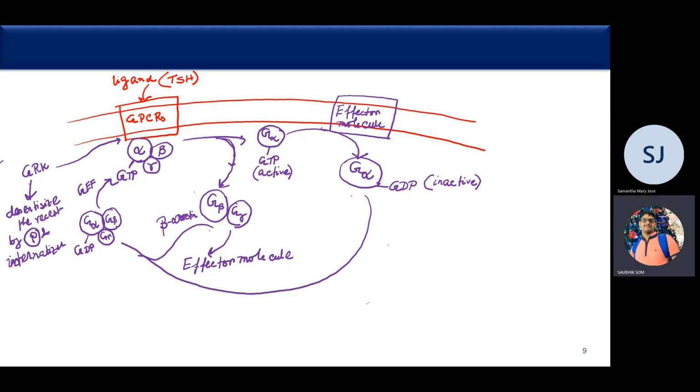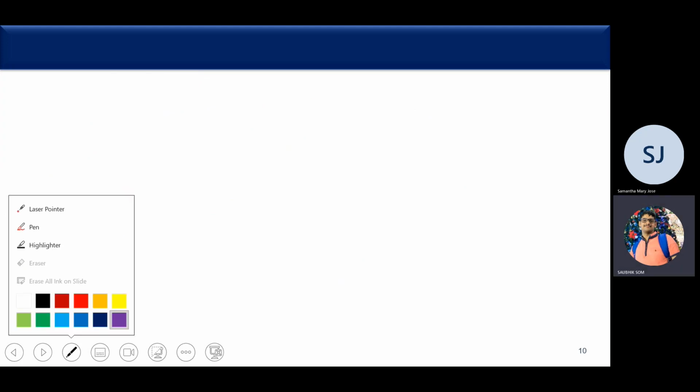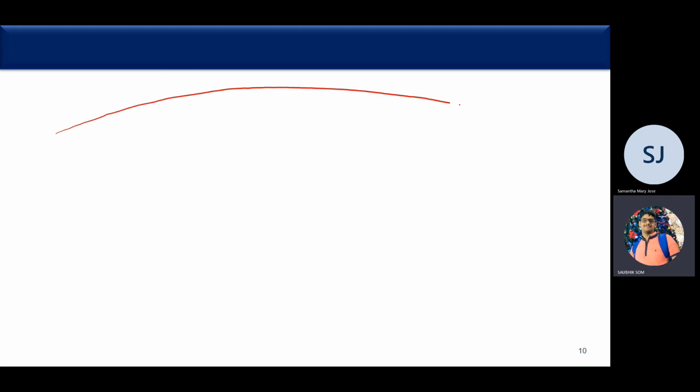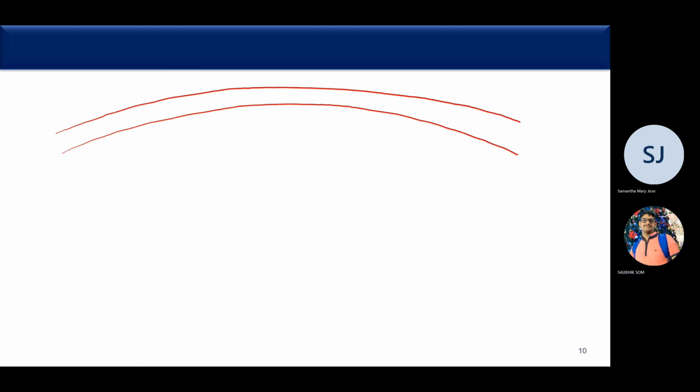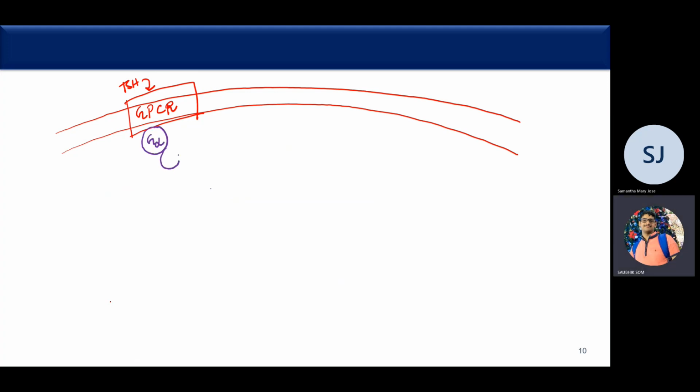Okay, so this is the basic scheme of how GPCRs work. I'll give a specific example of a second messenger. What we had here was a GPCR with one thyroid stimulating hormone binding, and we had one G alpha, G beta, and G gamma.